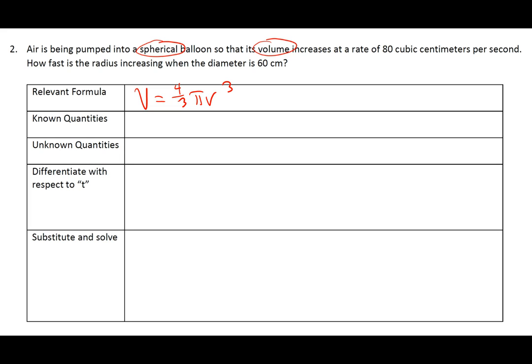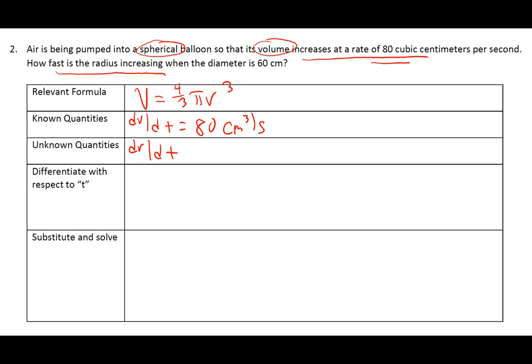So then how fast is the radius increasing? That means that I'm looking for dr/dt. Then in terms of things that I know, the volume is increasing 80 cubic centimeters per second. So that means that I know dV/dt. So that's 80 cubic centimeters per second. How fast is the radius increasing when the diameter is 60 centimeters?